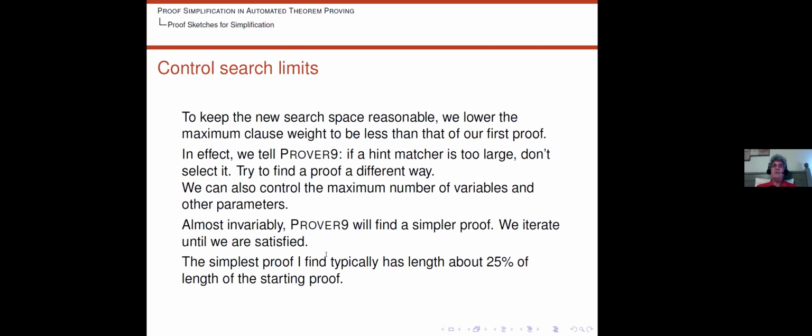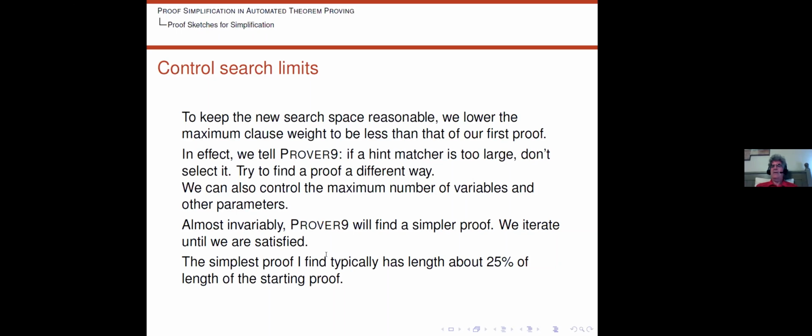Now, what we do in practice, and this can in fact be automated with things like Python scripts, is restrict the search so that Prover9 does not wander too far away from the preceding proof. We want it to find a simpler proof, but we don't want it to go off in a completely different direction and end up with a ridiculously complicated proof. Presumably the existing proof is not too bad, it just has some unnecessary complications. The way to do that is to control the maximum weight. We squeeze the maximum clause weight and tell Prover9, if one of the hint matchers is too big, don't select it. Try to bypass it and find a different proof with shorter clauses.